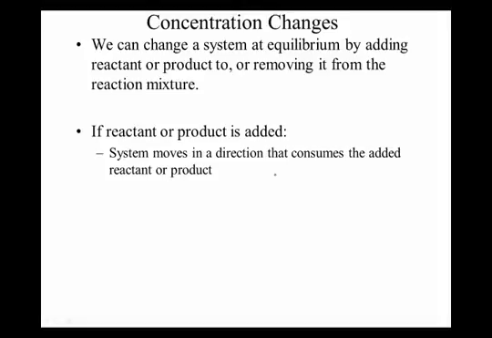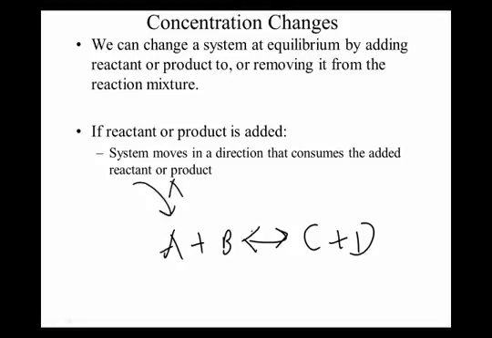If a reactant or product is added, the system moves in a direction that consumes whatever I added. So A plus B produces C plus D, right? If I add extra A in there, so I increase how much A is in the system, which way does the system go? It goes to the right, because I've unbalanced it. I've given it too much reactant. It wants to get rid of the extra reactant. The system goes right.